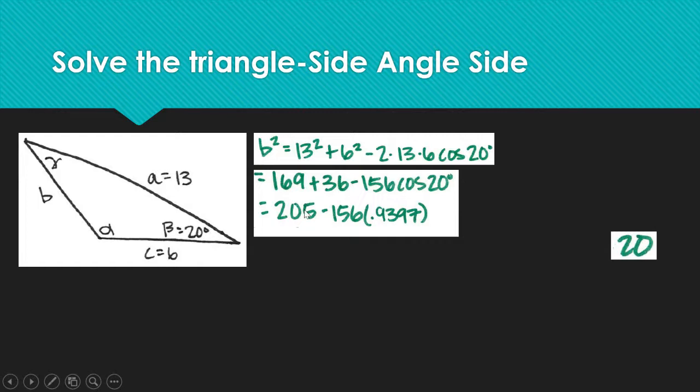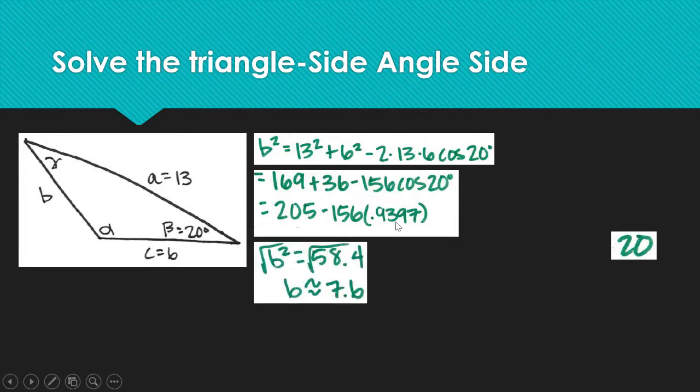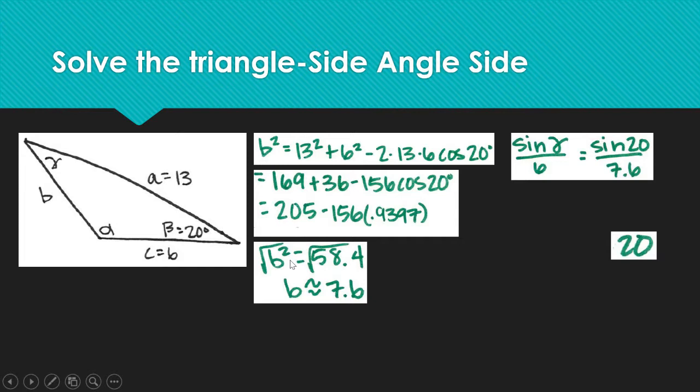169 plus 36 is 205. Cosine of 20, that's about 58.4, but that's what b squared equals, so we have to square root both sides, and we get about 7.6 for our b value. So now that I have that, I know one of the rules says we can't use a rounded value, but we don't really have a choice on this. There's no way to find another angle without using that 7.6.